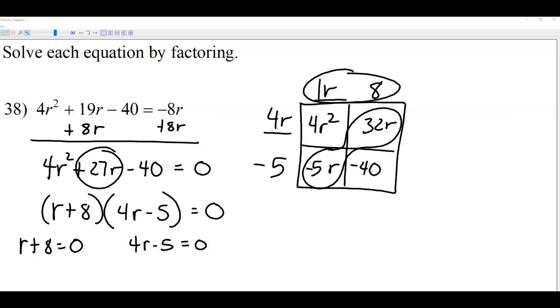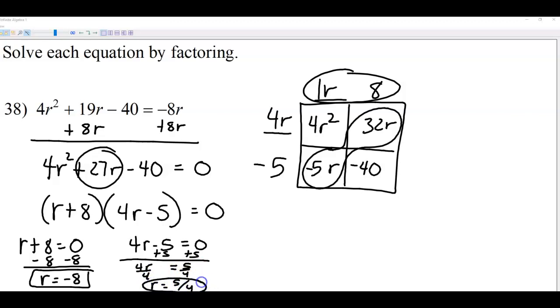And solve each one. So I get r equals negative 8 for that one. For this one, if we add 5 on both sides and then divide by 4, we get r equals 5/4. And there it is.